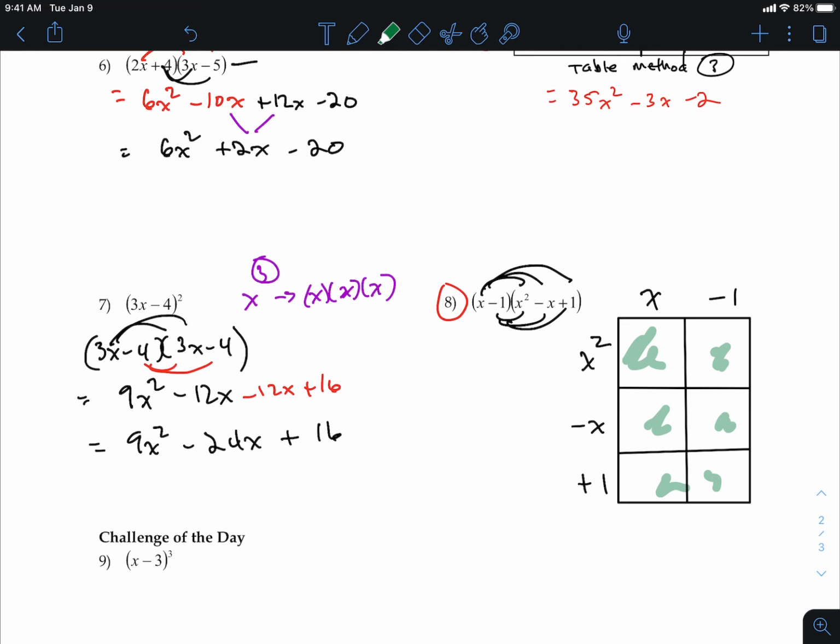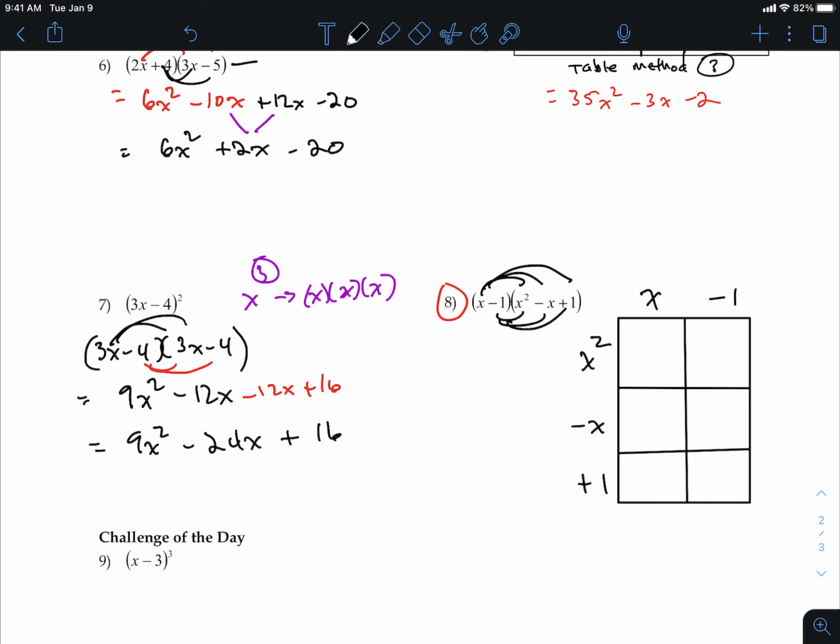The point is, can you apply FOIL, the distribution method or the table, right? So this would probably be as big as I'd ever give you, because what's the point if I give you something where you have a table with like 30 entries? It's just stupid, right? That doesn't make any sense. Okay, so all you do is just multiply.